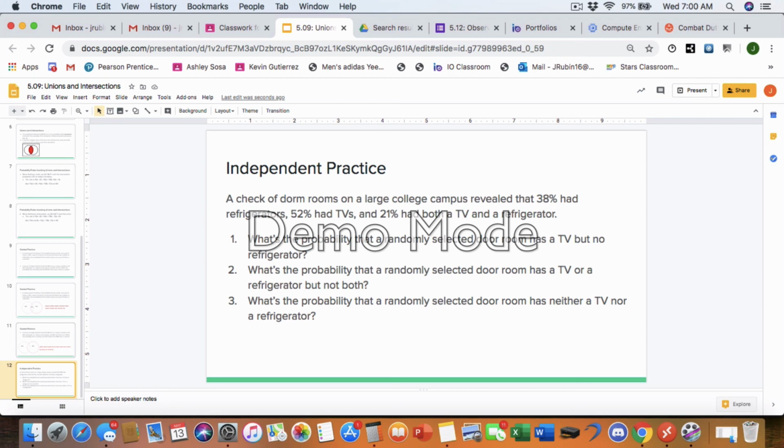You are going to do the same thing for the independent practice using this scenario here. Then come back tomorrow, your responses will be there.